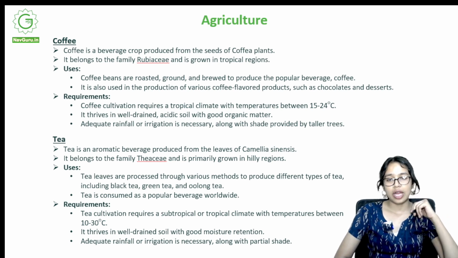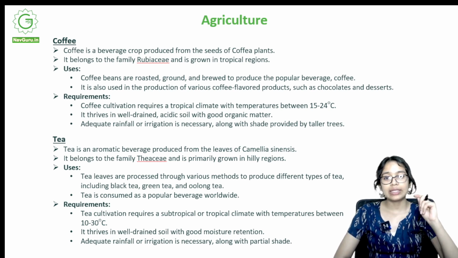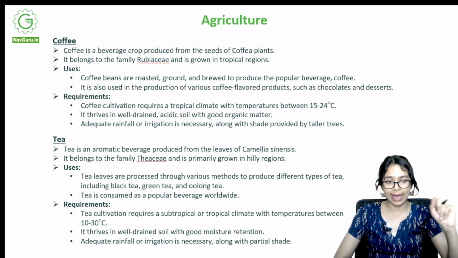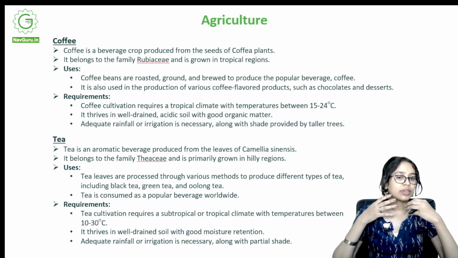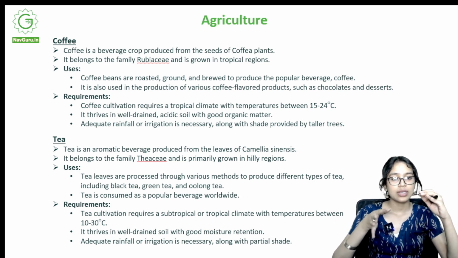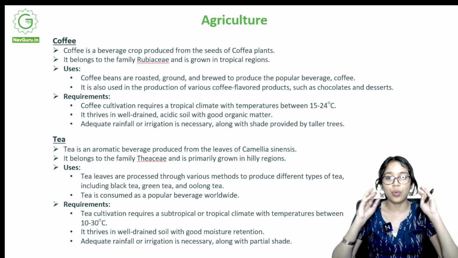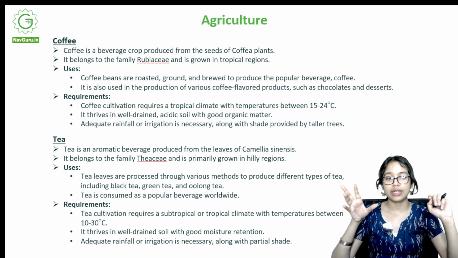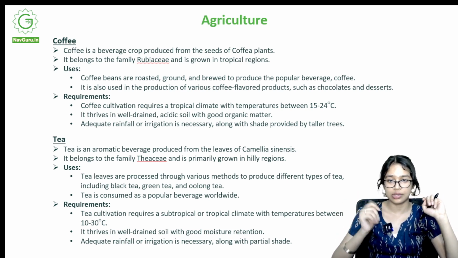Yes. Requirements: coffee cultivation requires a tropical climate with temperature between 15 to 24 degrees Celsius. It thrives in well drained acidic soil with good organic matter. See, the thing is, again, they grow well in certain kinds of soils, one or two kinds of soil, they grow very well. So well drained acidic soil with good organic matter is something that the coffee plant prefers.